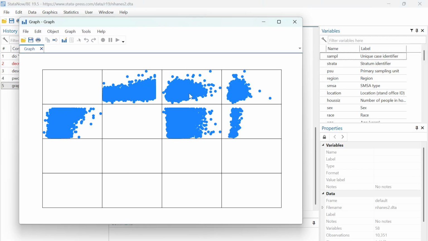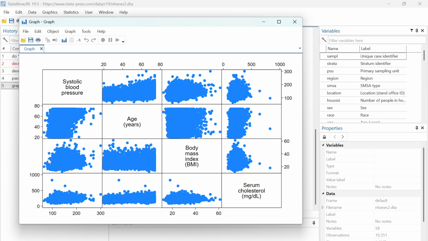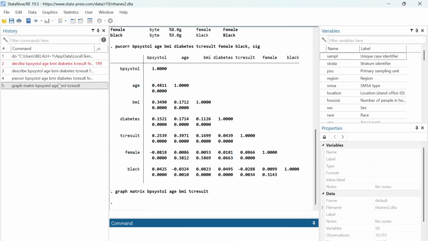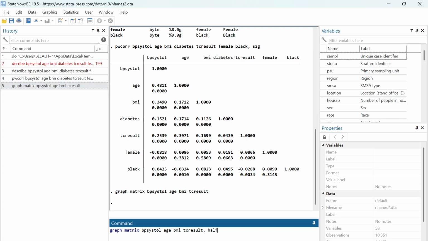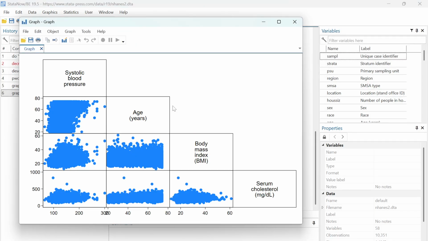And you'll get this correlation matrix, like this one, body mass index and systolic blood pressure, and how they are related. As you can see, as the body mass index goes up, systolic blood pressure also goes up. So you can see this pattern here. But you can use the half option to make it a better visual. Half as an option brings you only half of it. It's better visually, better to me, but you can make your own choice.